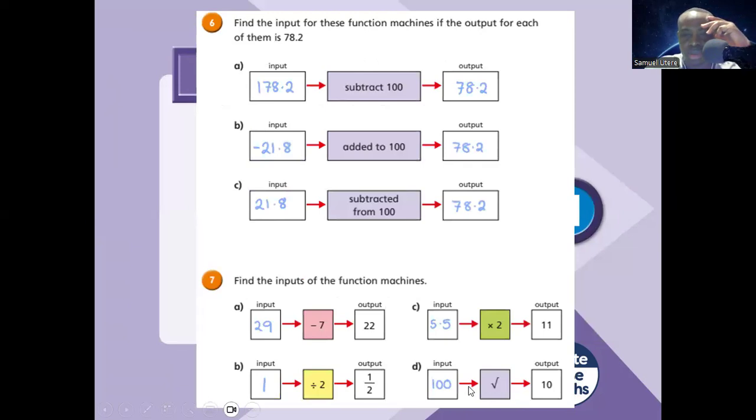Okay, so for this one, going that way, we're doing the square root. So going that way, we need to square it. Here, we're multiplying by 2. Going that way, you need to divide by 2. Okay.